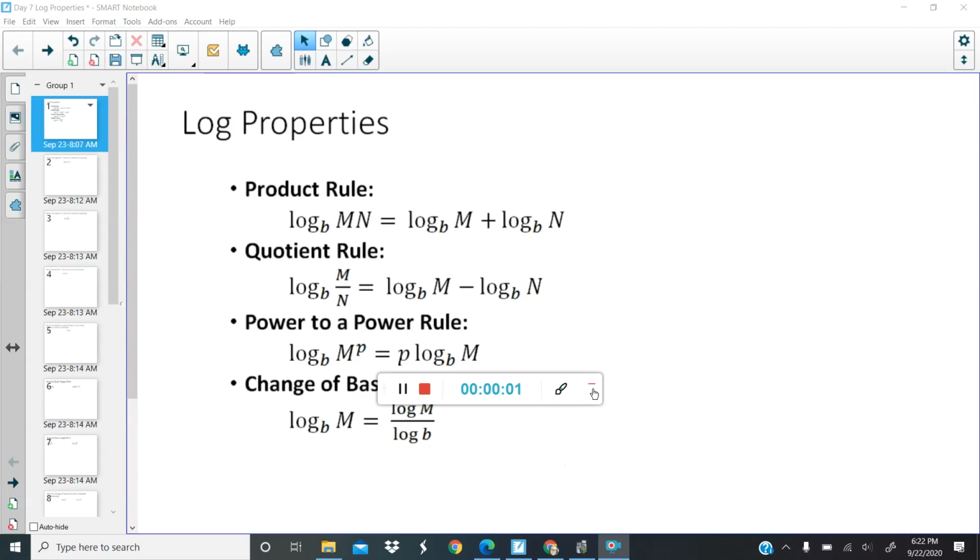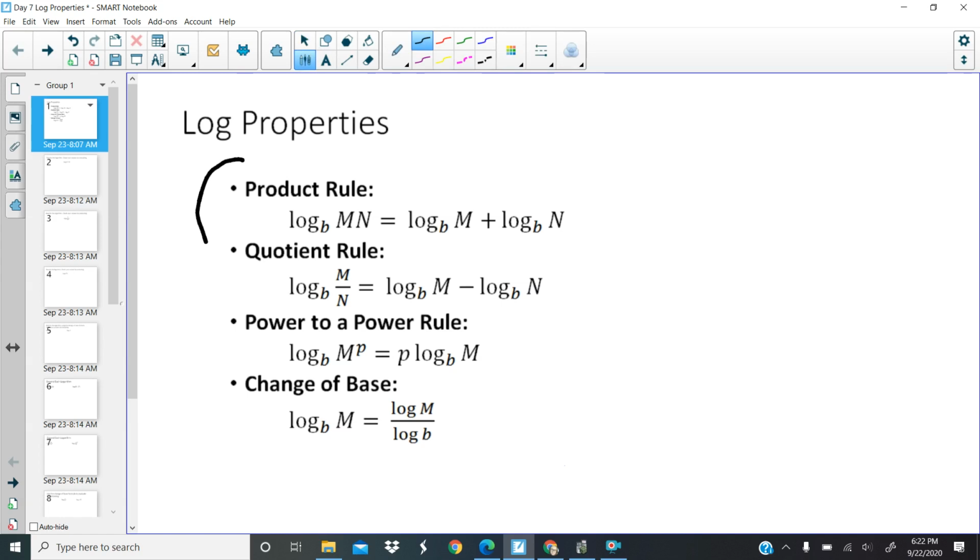Guys, today we are going to talk about the properties of logarithms. So there's four basic logarithm properties: the product rule, quotient rule, power of power rule, and change of base formula. The main ones that you're going to need to focus on are going to be these first three right here.